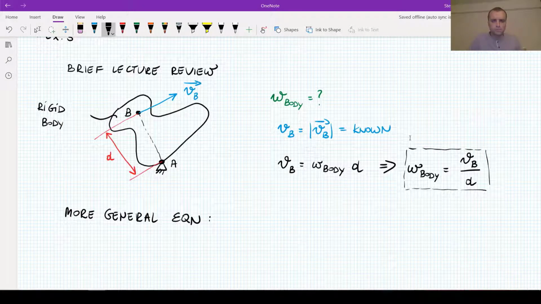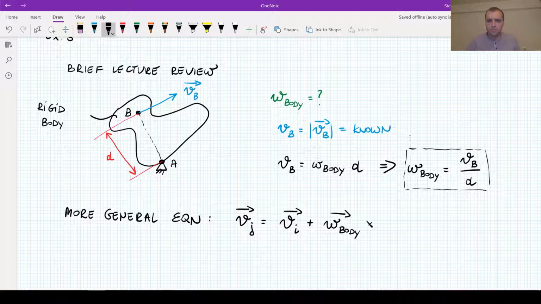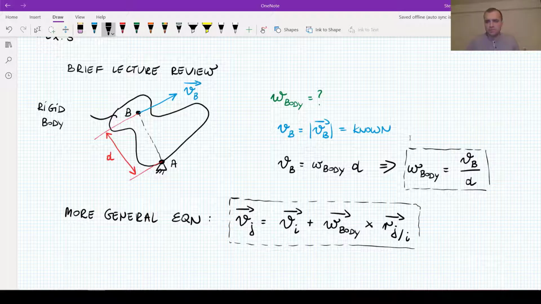Namely, v of some point j can be expressed as v of some point i plus omega body times r j relative to i. This expression tells us what is the dependency on velocities at different points of one rigid body. All right, that's all I would like to say about the brief lecture review. Now let's do example number 1.